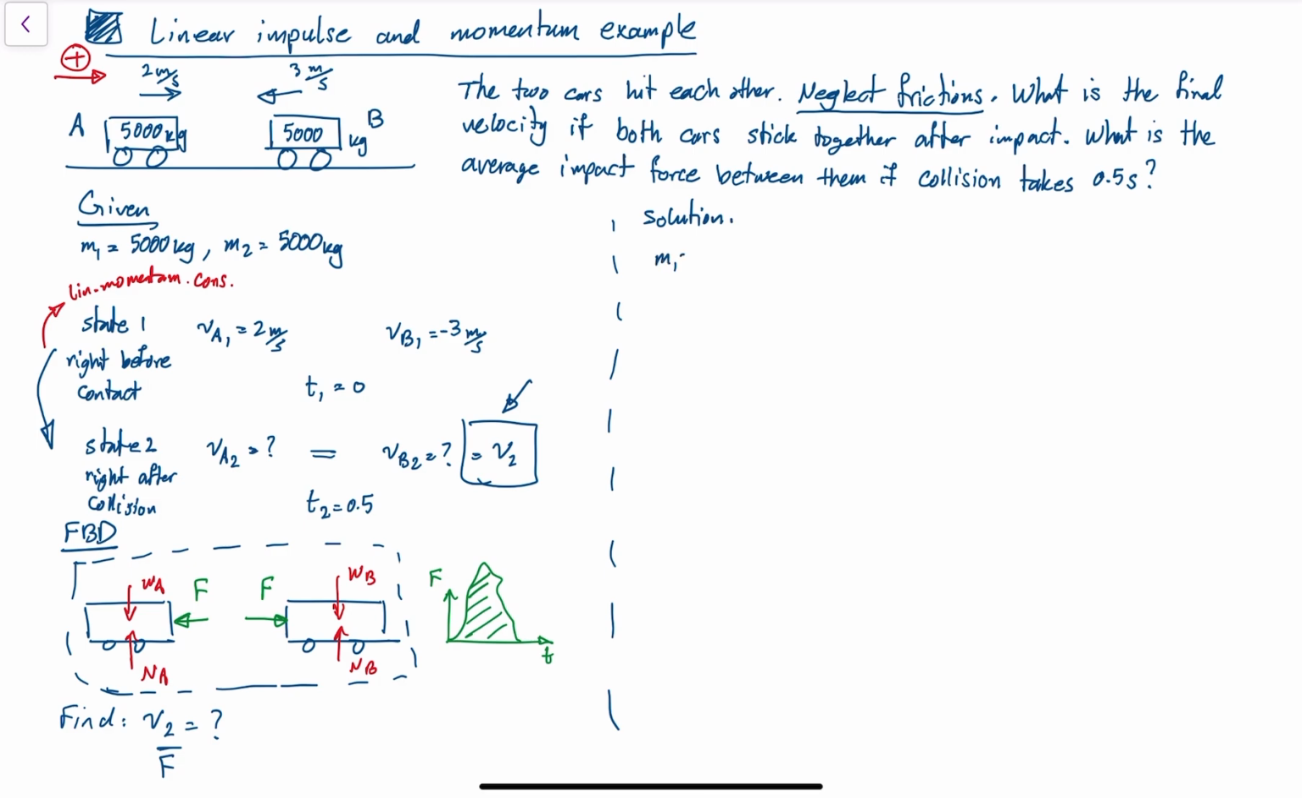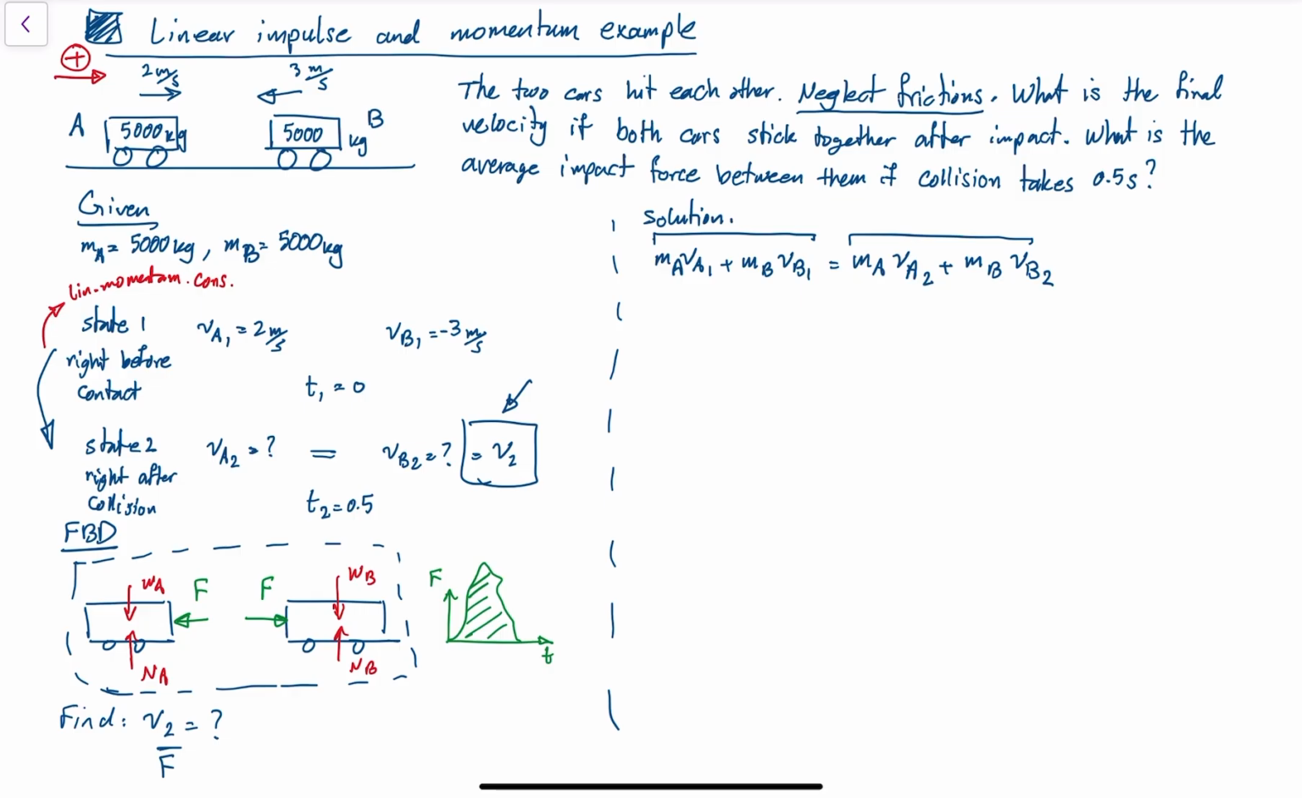MA VA1 plus MB VB1 equals MA VA2 plus MB VB2. So this is the final momentum, this is the initial momentum, and they are equal.